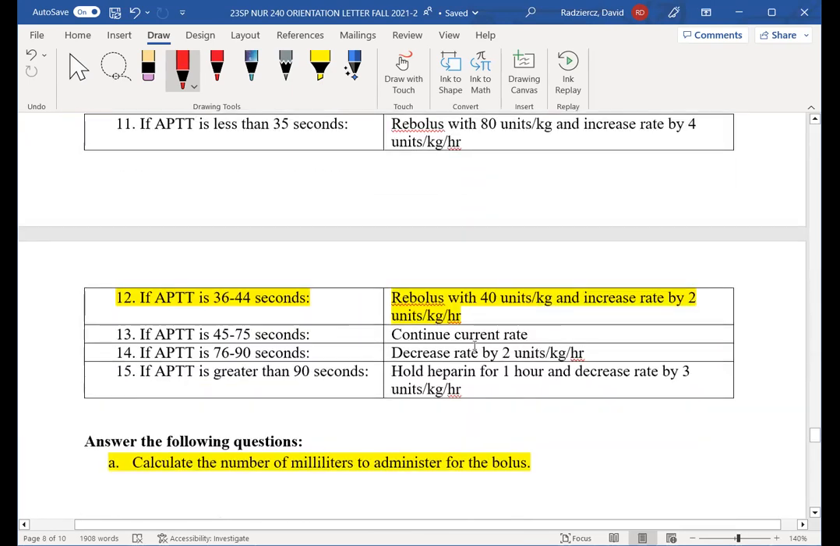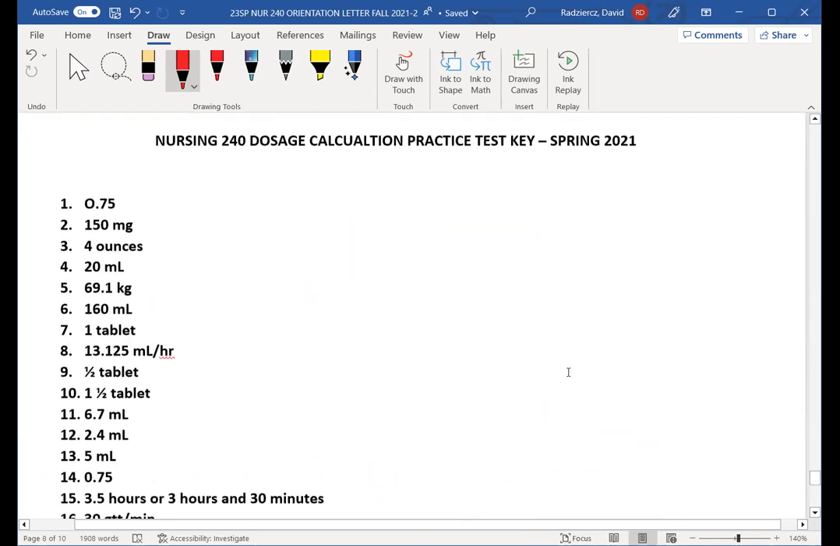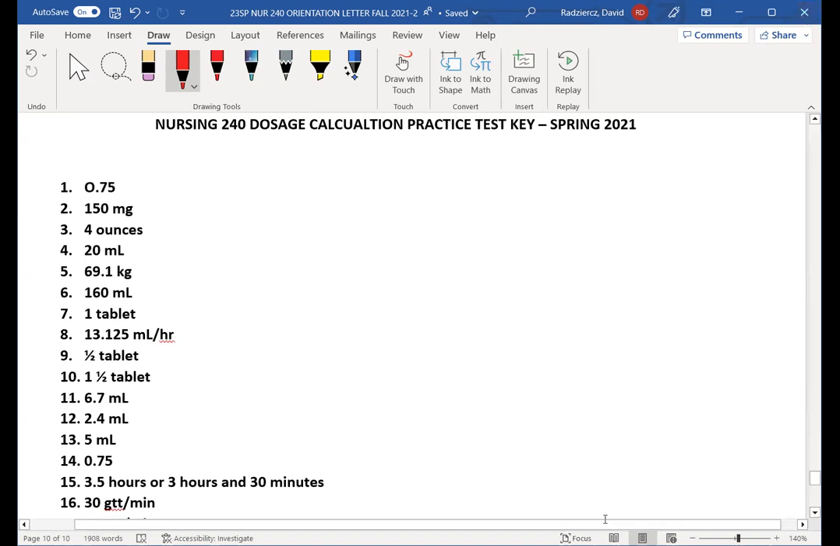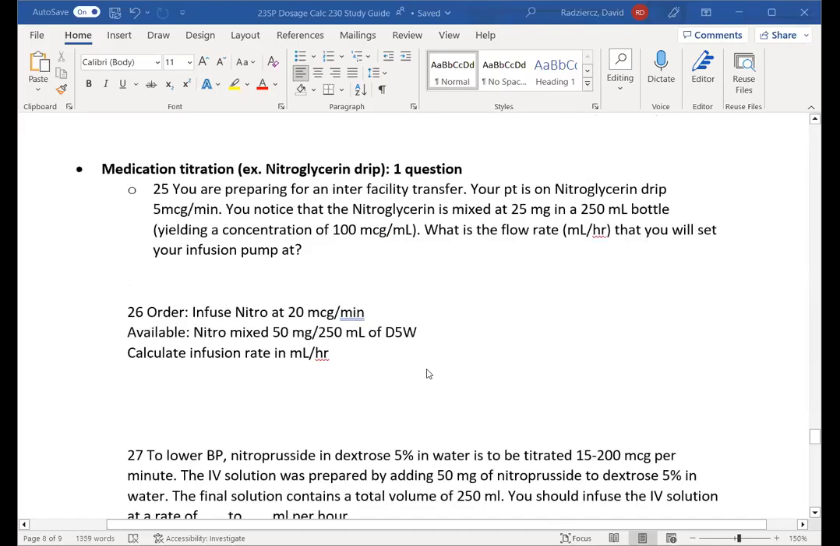All right, and then I'll show you a different version of the heparin protocol. Give me 1 second. Let me go back to the study guide. This was put together by a student at Boyce, and she gave me permission to look at it and share it with you guys.